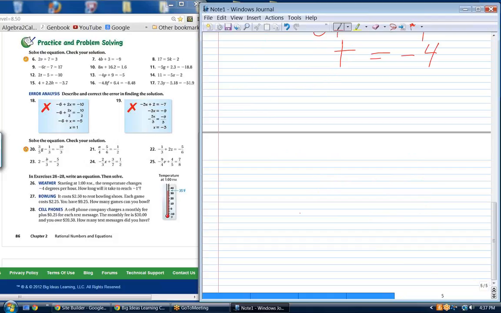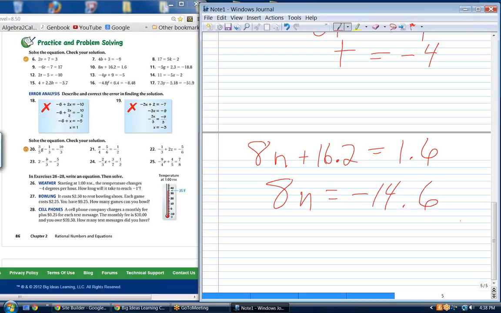Thinking of 8. Okay. Then you subtract 16.2. Okay. And you get negative 14.6.